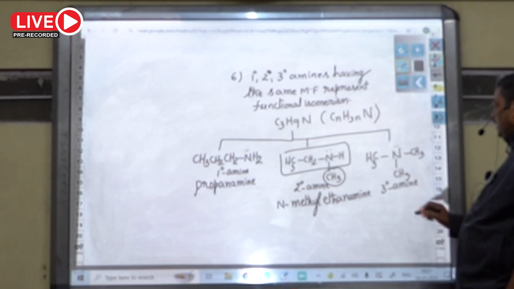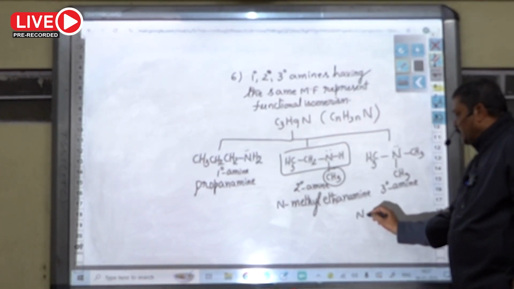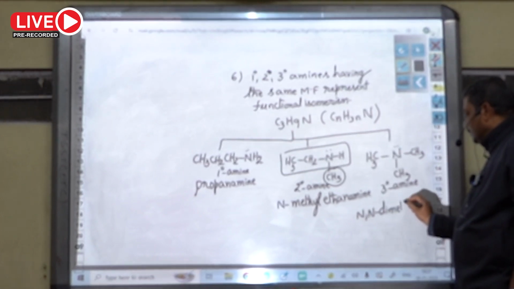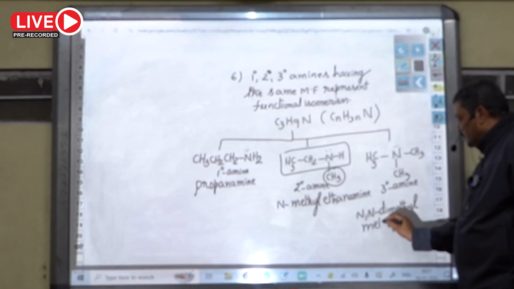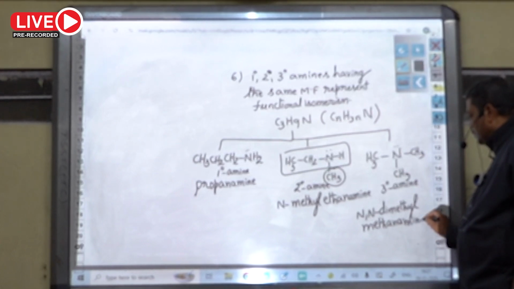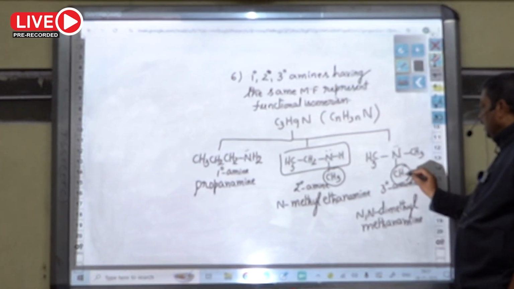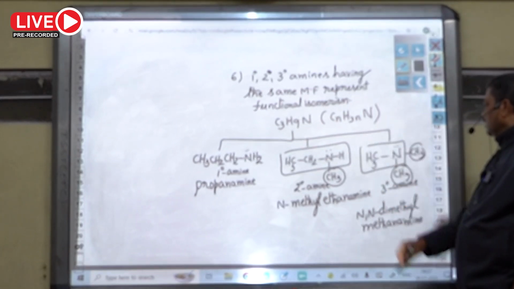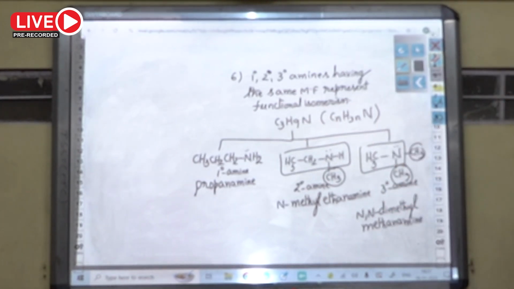IUPAC name: N,N-dimethylmethanamine. Two methyl groups are present. N,N-dimethyl, and this part is methanamine. So here N is that functional group.